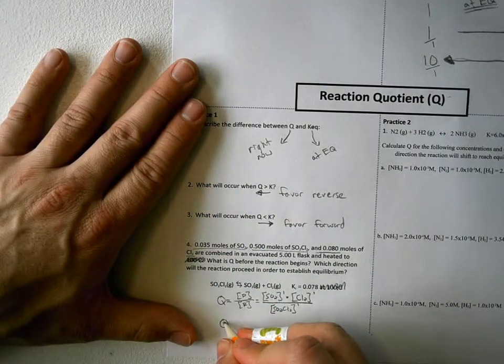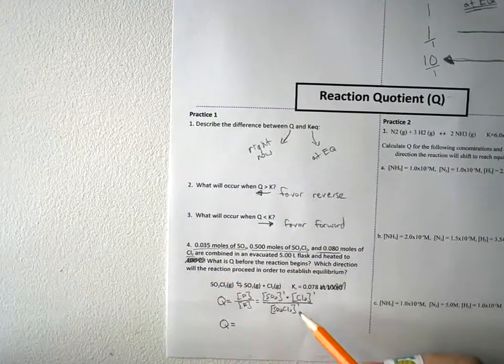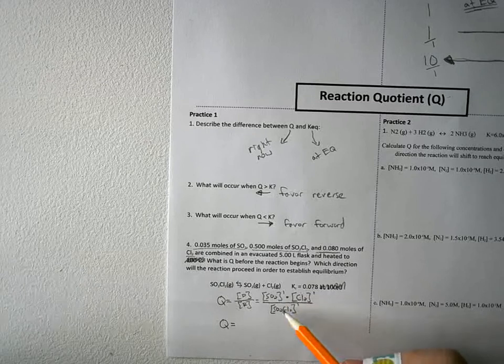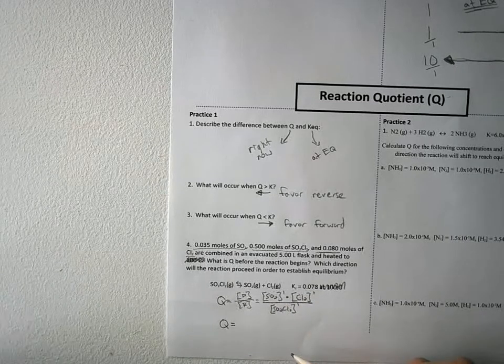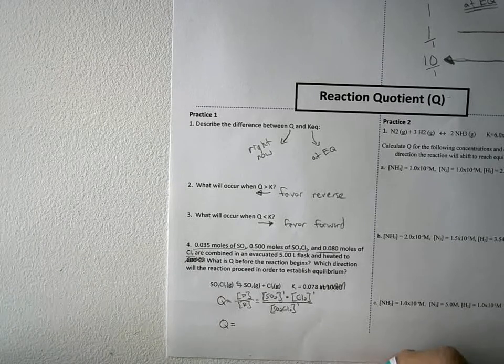Okay, now we've got to plug in the numbers. Like I like to do in class, could we just put in 0.035, 0.5, and 0.08 into these little expressions here? Just think about that for a second. Think about what these brackets mean.